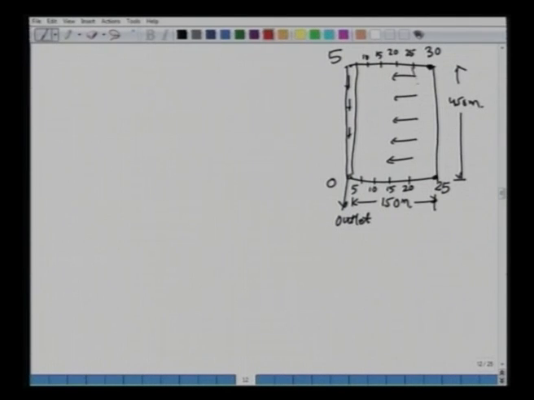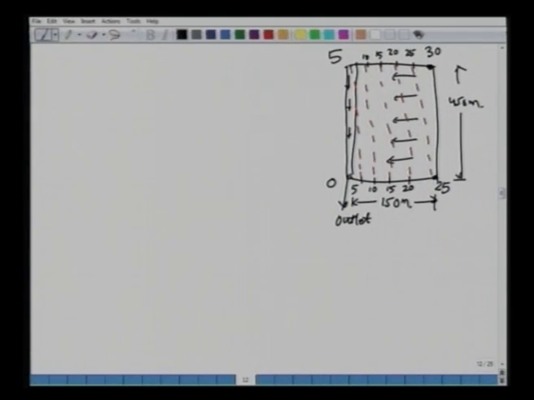You can join 25 with 25, 20 with 20, 15 with 15, 10 with 10, and 5 with 5. So, these are your isochrones.